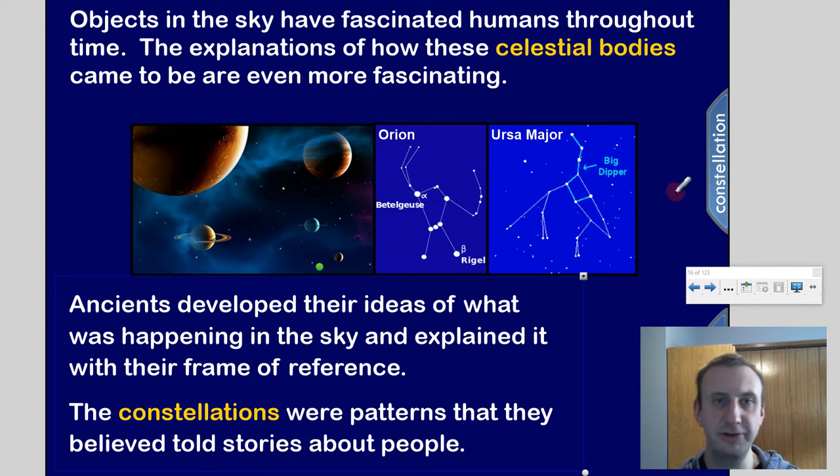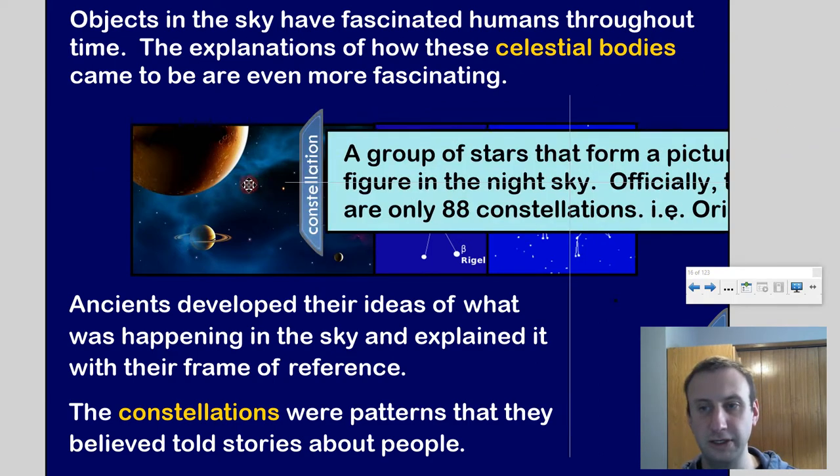So, objects in the night sky have fascinated humans throughout time. The explanation of how these celestial bodies came to be are even more fascinating. And as we learn the science of it and how it works, it's a different explanation that's really neat and rich. Ancients developed their ideas of what was happening in the sky and explained it with their frame of reference. And the constellations, which you probably know about, were patterns that they believed told stories about people. And this is a big part, of course, of astrology.